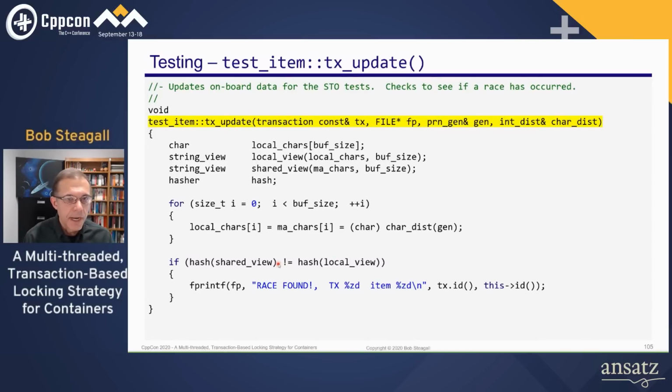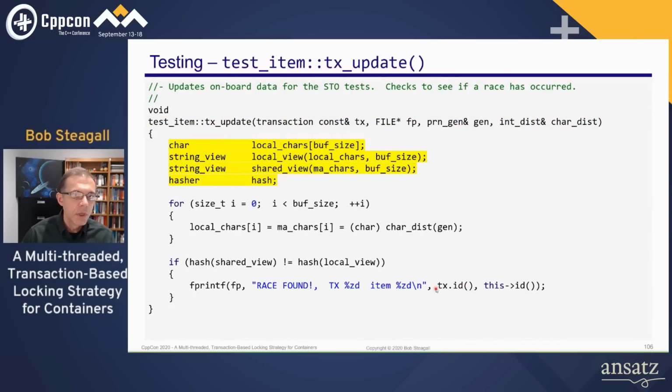TX update, which is used in the transactional case, is very similar. It's almost identical, except it is passing in a reference to the transaction manager. Sorry, that's a typo. It's passing in a reference to the transaction manager, and it's passed that in so that when it does logging, it can report the ID of the transaction manager where the race was found. And because that ID is a const member function of the transaction manager, which is only created when the transaction manager is instantiated, there's no possibility of a race condition by reporting the transaction manager's ID.